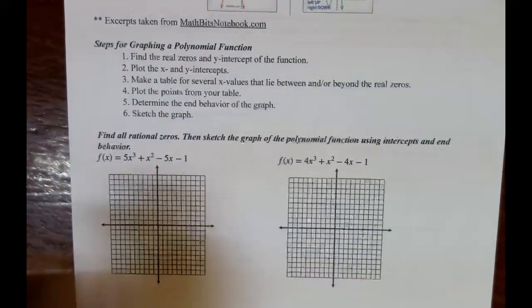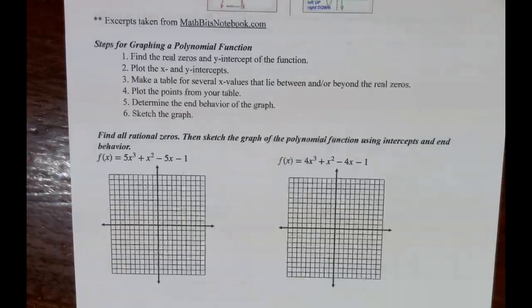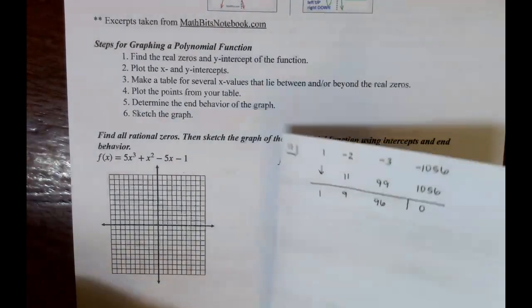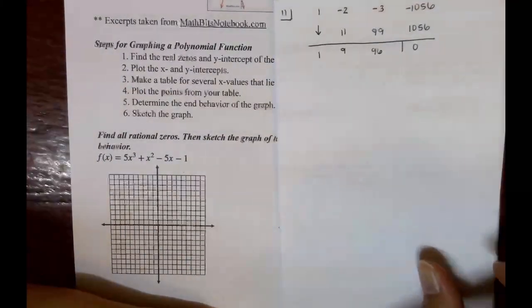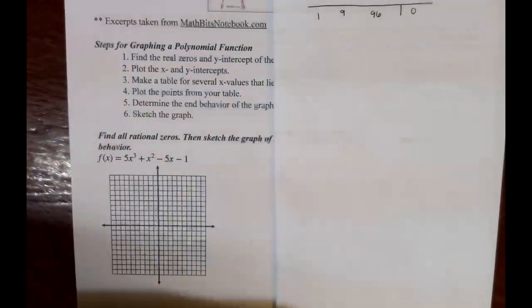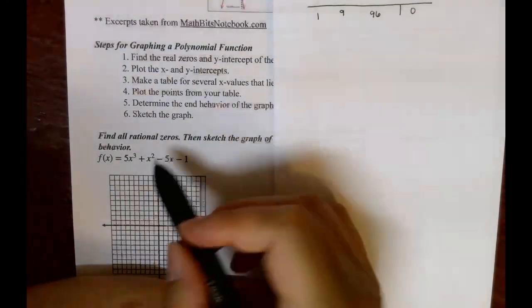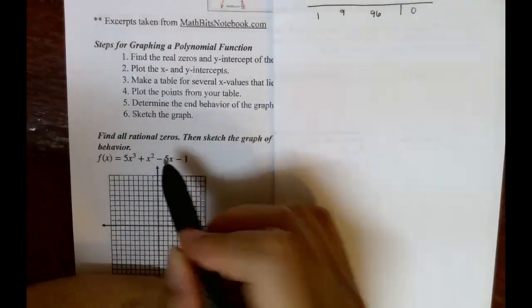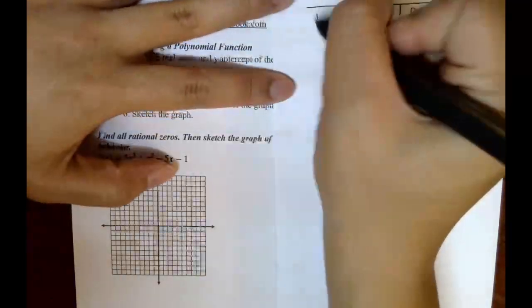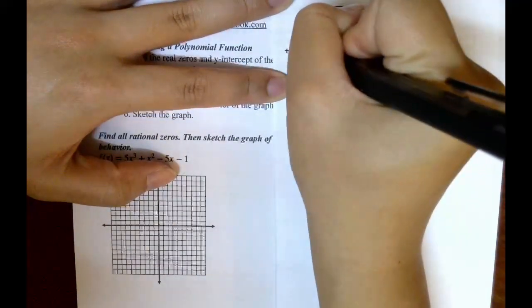Okay, so let's get started with 5x cubed plus x squared minus 5x minus 1. So we're going to ignore this part, okay? So here, positive zeros, I know I have 1. So positive zeros, I'm going to have 1.